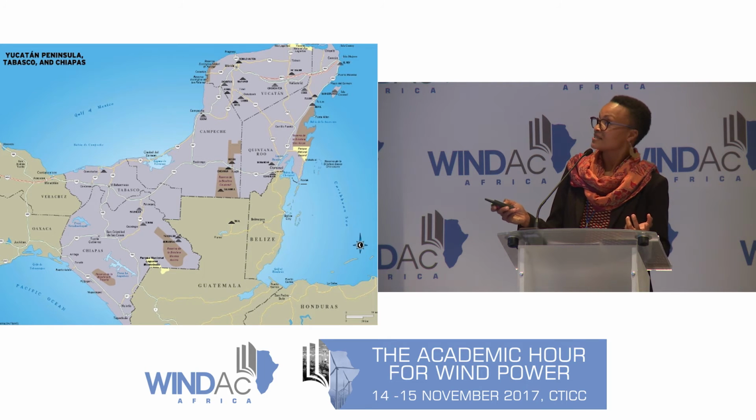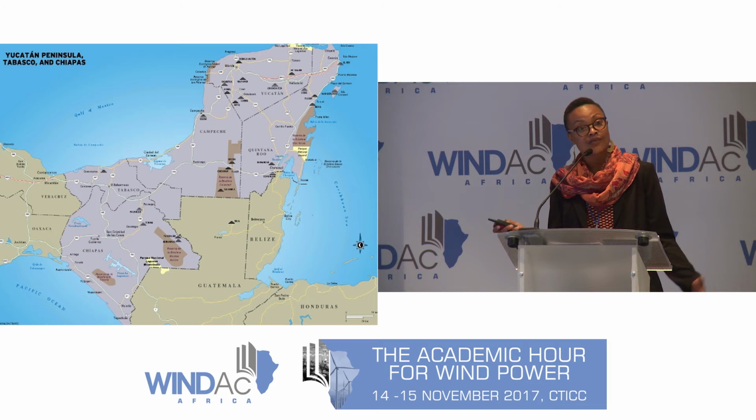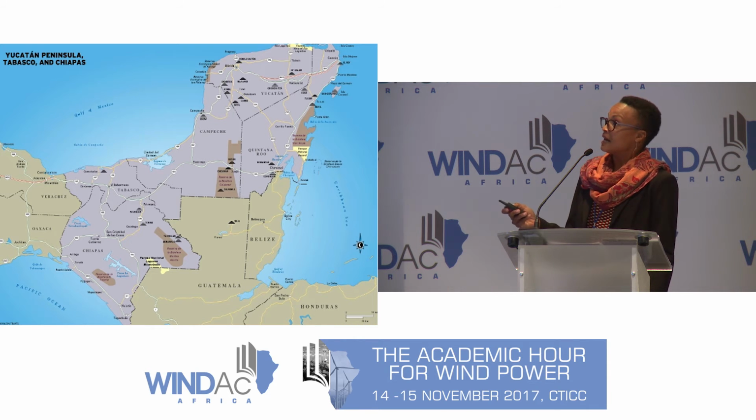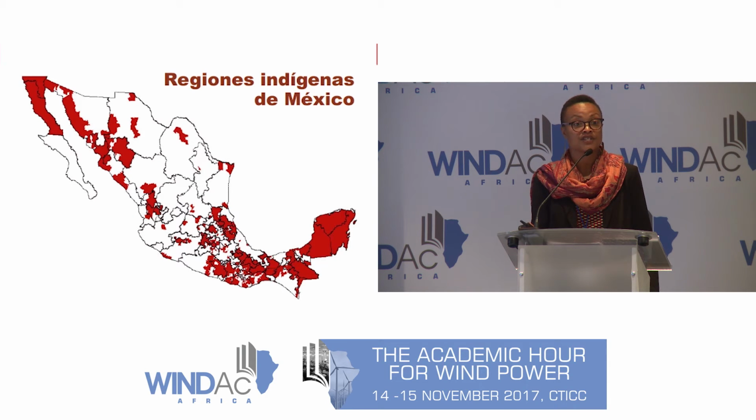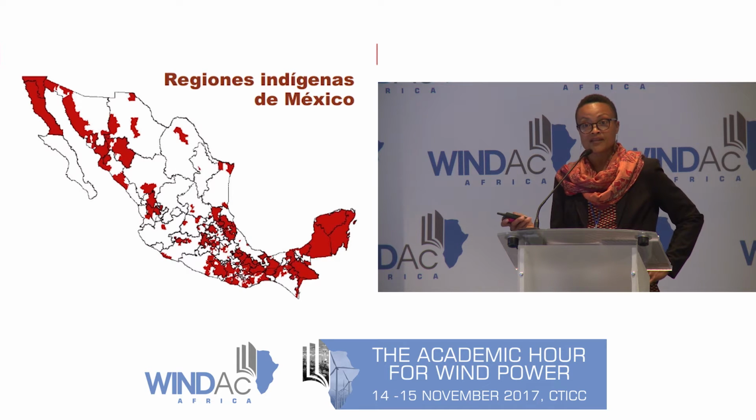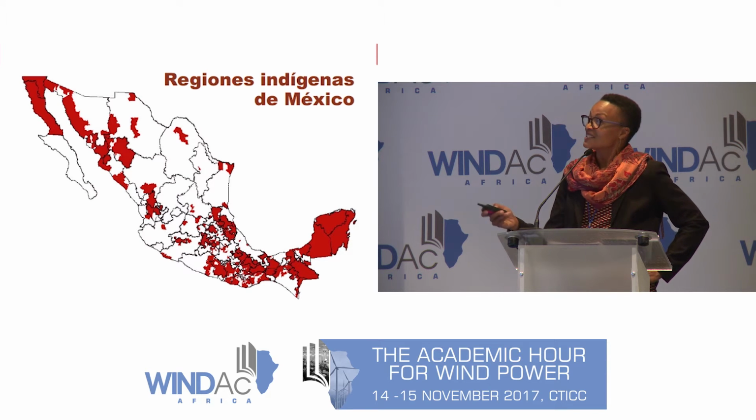I like this map because it shows these little triangles dotted around the peninsula. Those triangles actually are not just decoration, those are pyramids. And this area is home to a large portion of indigenous people. This is a map that was put together by the Center for the Development of Indigenous People in Mexico. And the red indicates where indigenous people live.